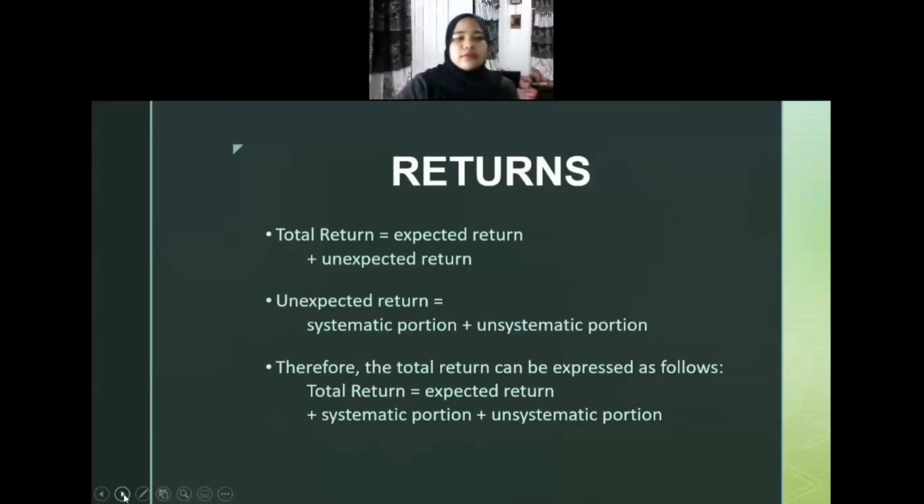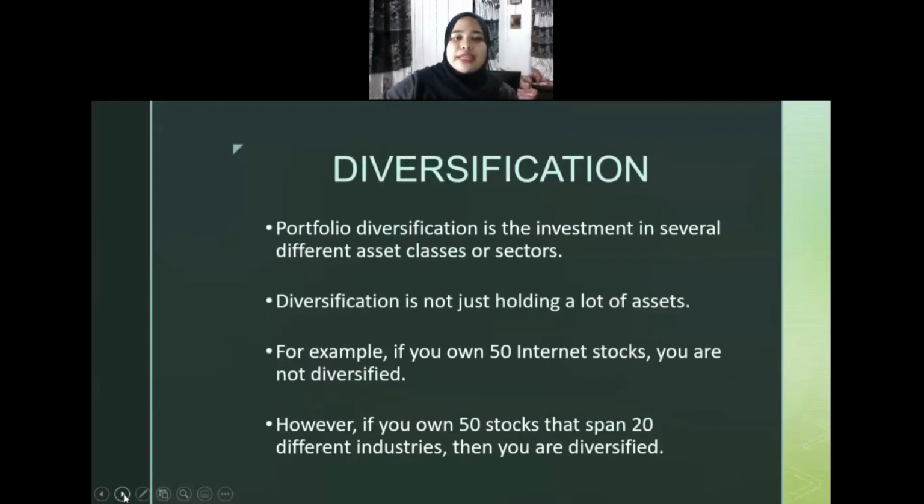So the formula for total return is expected return plus unexpected return, and unexpected return consists of a systematic portion and also an unsystematic portion. Therefore, kita boleh express total return as follows, which is expected return plus systematic portion plus unsystematic portion. And the next one is diversification. So what is diversification? Okay.